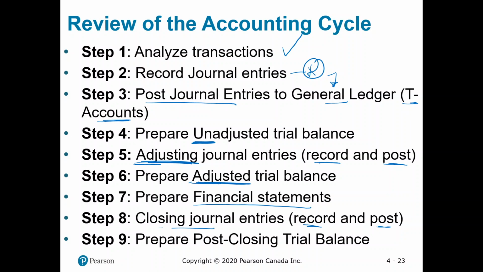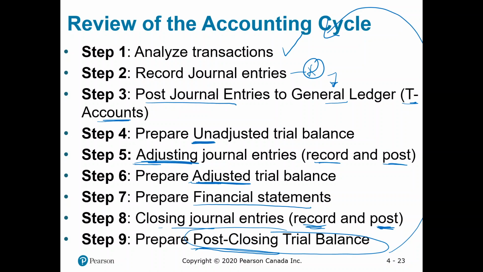So we just looked at these: close revenues to income summary, then close expenses to income summary, then close the income summary to the capital account, and finally close the withdrawals to the capital account. So we record and post those to the T accounts, and then this last step is preparing the post-closing trial balance. And then this is the end of the year. You would start back over and start with step 1 the following year. So you would do this again, and this post-closing trial balance becomes your opening balances for the T accounts when you start the next year.